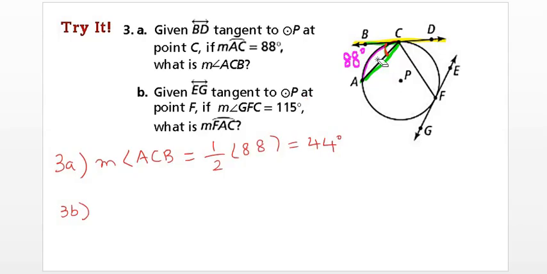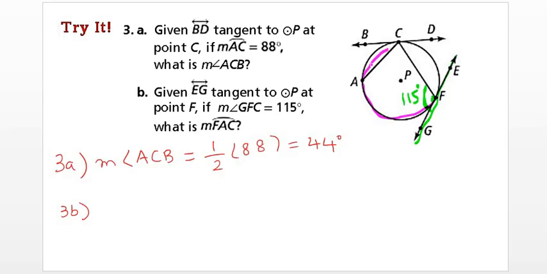Okay, now what are they saying in 3b? Now let me erase this one. They are talking about EG. Now what is EG? EG is another tangent that is drawn on the same circle. And what is the point of tangency? The point of tangency is point F. If the measurement of angle GFC, where is angle GFC? GFC, so they are talking about this angle is 115, so we can write over here this is 115. What is the measurement of the arc FAC? So where is the arc FAC?